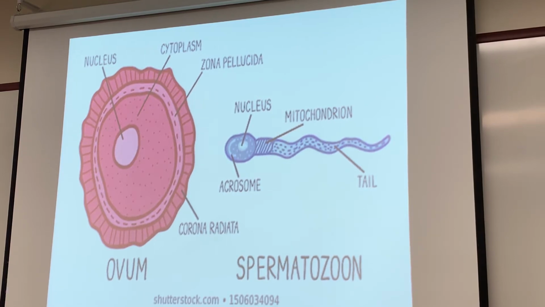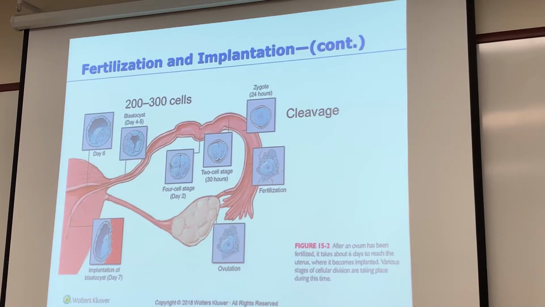Yes, okay. So you have a nucleus here and you have a nucleus there. Here's the corona radiata. Here is the zona pellucida. The sperm goes in, it loses its tail, the zona pellucida closes up, no other sperm can get in there, but anything can happen. Our egg also has a nucleus.